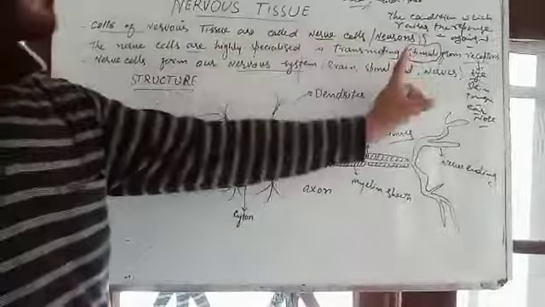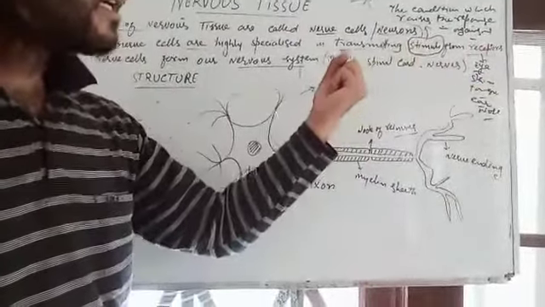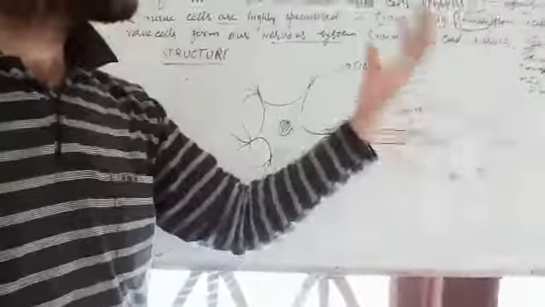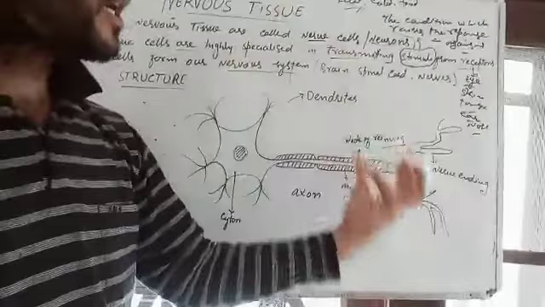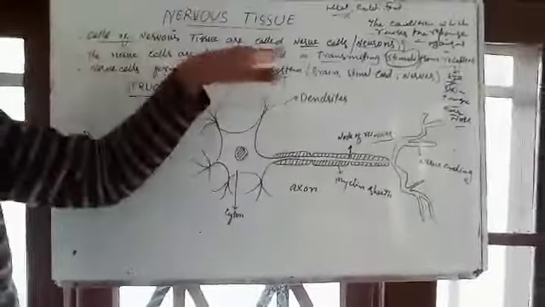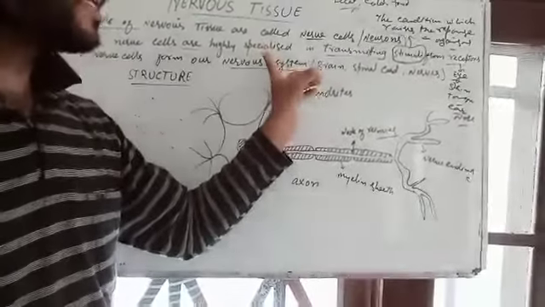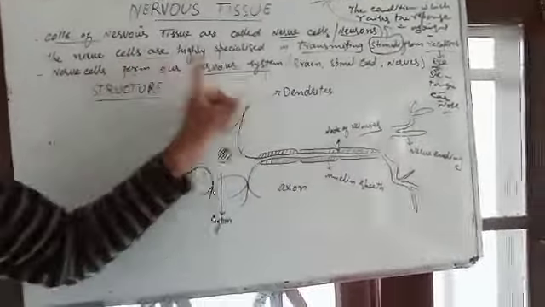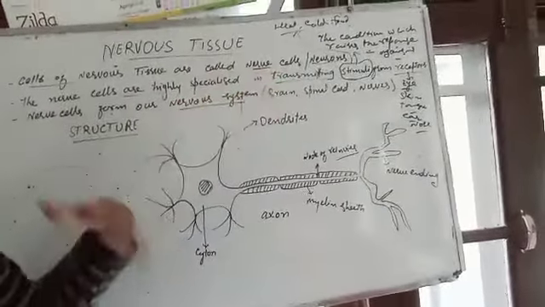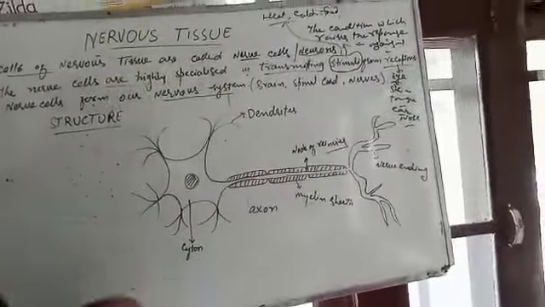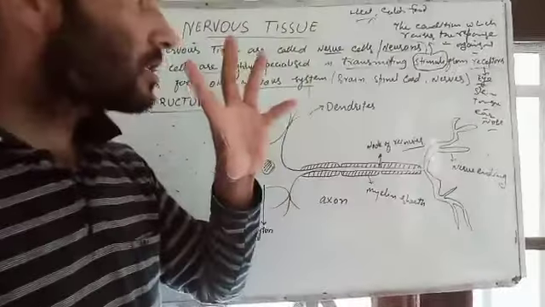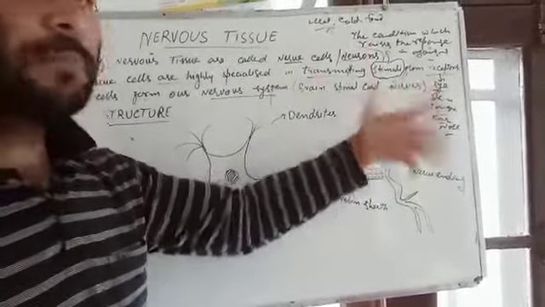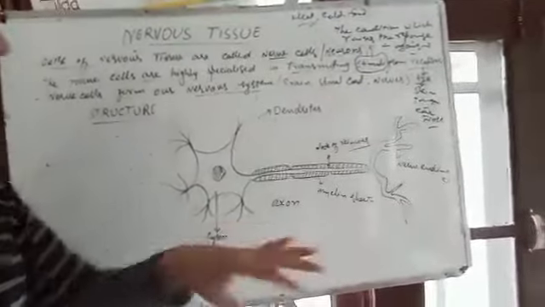In this type of response, receptors receive the stimuli and transfer the message to the nervous system. The nervous system responds accordingly, and then the organism takes its movement. That is why we have written here highly specialized. That means they are very special types of cells which transfer messages. Nerve cells, or neurons, form our nervous system. Our nervous system comprises the brain, spinal cord and nerves. Nerves can be of many types: motor, sensory, cranial nerves, spinal nerves.